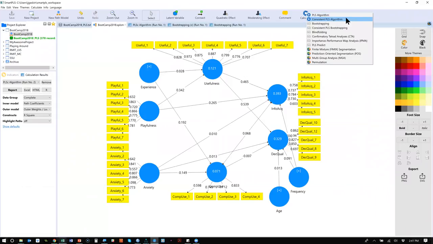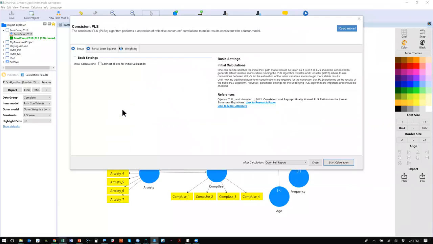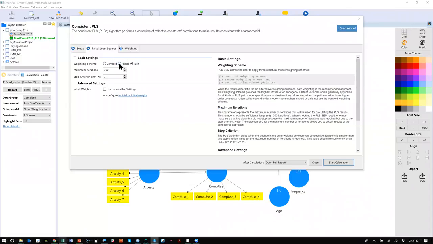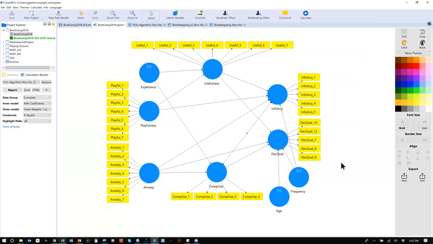When you do the consistent PLS algorithm, there are some settings we should change if we're doing a factor analysis. We should check the box for connecting all LVs, again for a reflective model. If you have formative factors in here, maybe not so important to check this. For partial least squares, we change it to a factor weighting scheme because we're looking at the factors, trying to understand them. That's the only other thing we change. Hit start, and it runs the analysis.